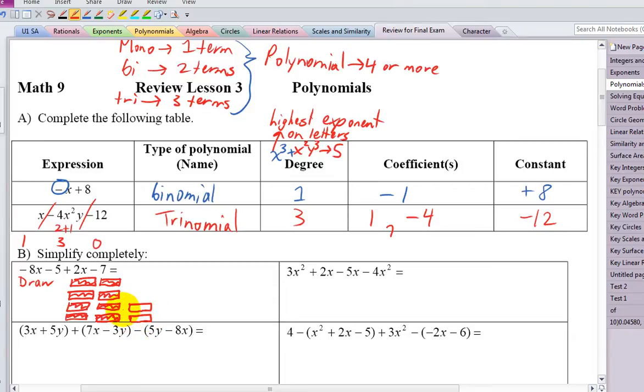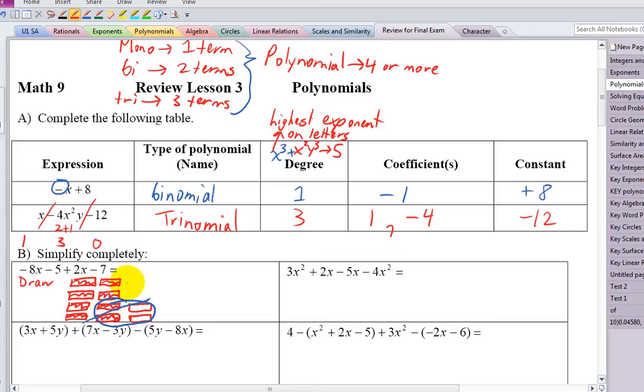Okay, so I drew my x's. You complete the drawing, please. Notice how I matched up positives and negatives? Because then I can do what? Cancel out the 0 pairs. So I have 0 pairs I can circle and cancel out.